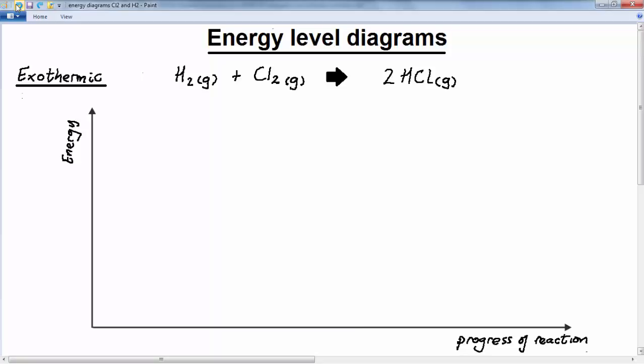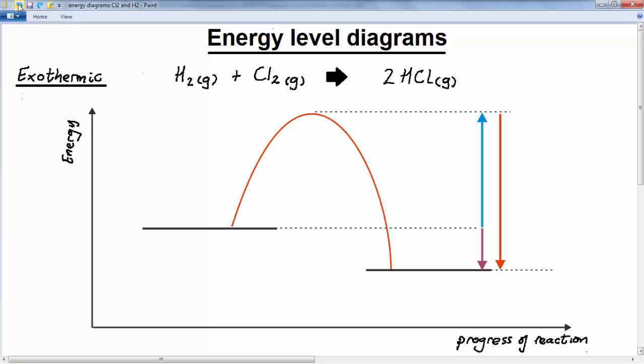So the energy level diagram for this reaction will look like this. This is an exothermic reaction, so as you know, the reactants, that's the hydrogen and the chlorine gas, are at the higher level, and the product, which is hydrogen chloride, is at the lower level. Okay, so what happens in the first stage of the reaction is that the bonds of hydrogen and chlorine have to be broken. So we remember that when that happens, that requires energy.